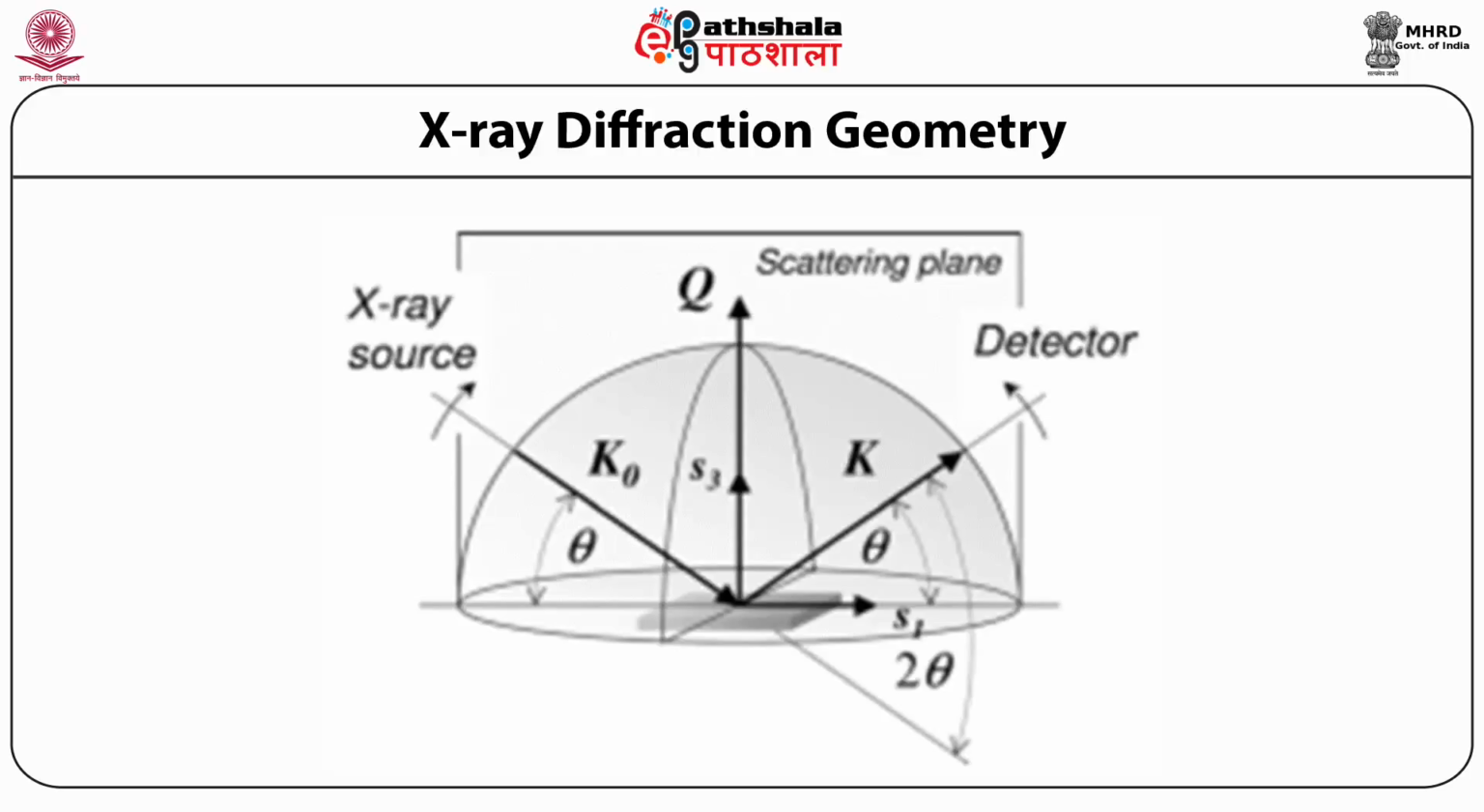Now here you can also see that there is a k0 and k. These are the incident wave vector and scattered wave vector, and there is a q in the perpendicular direction. So this q is a change in wave vector, that is k minus k naught. So it tells how much wave vector transfer has taken place at a particular angle theta. And the scattering plane is the plane which contains the vectors k naught, k and q, and also the origin.